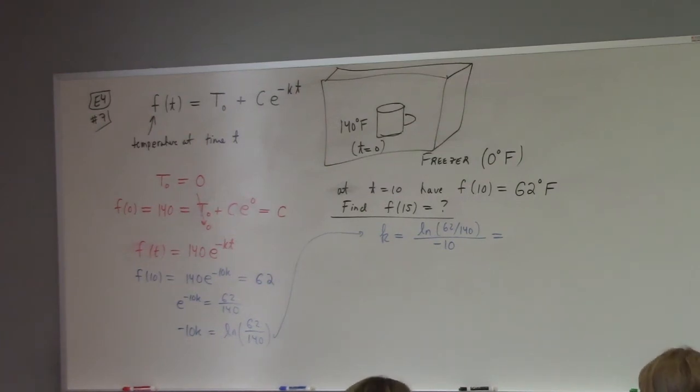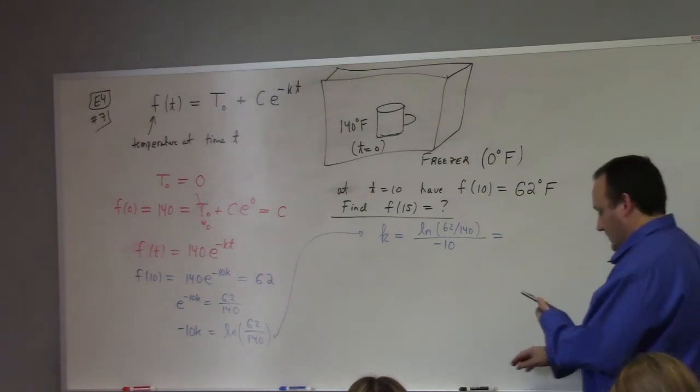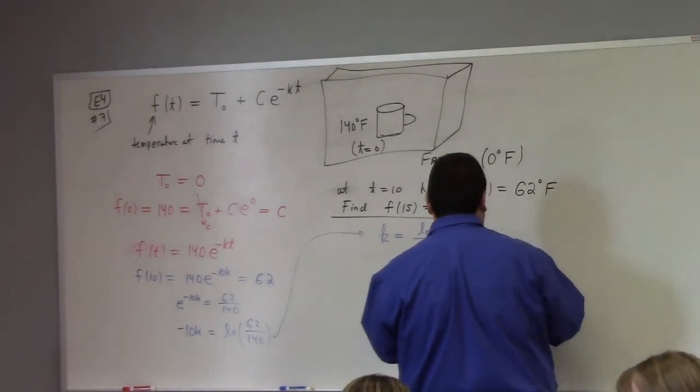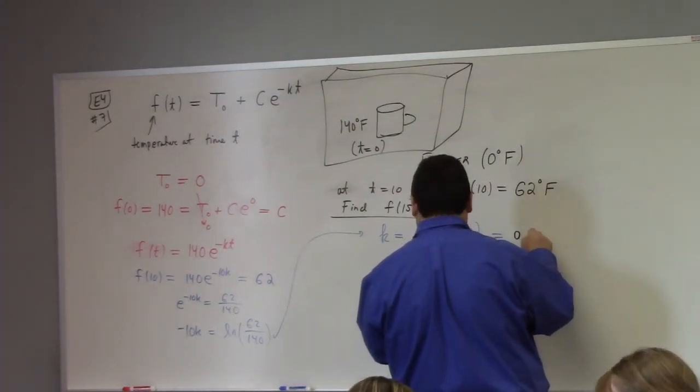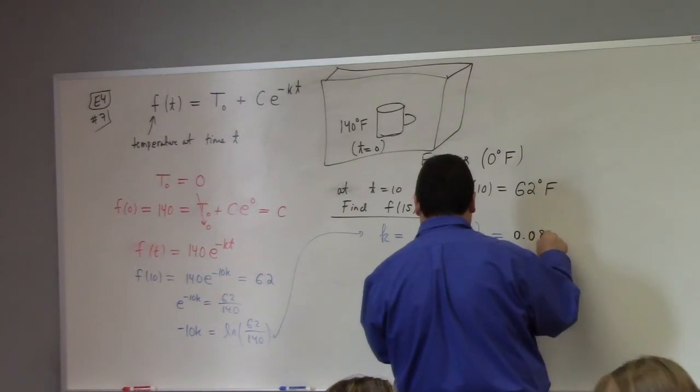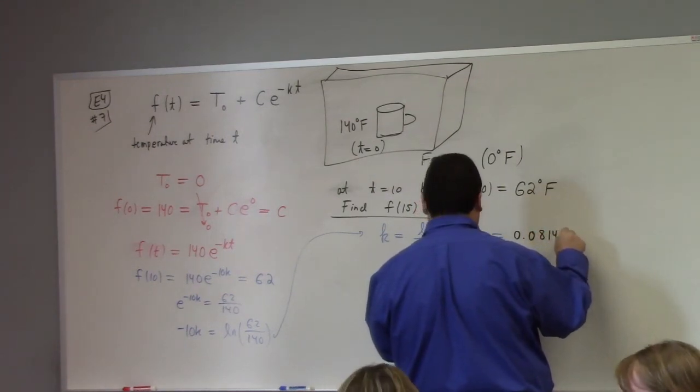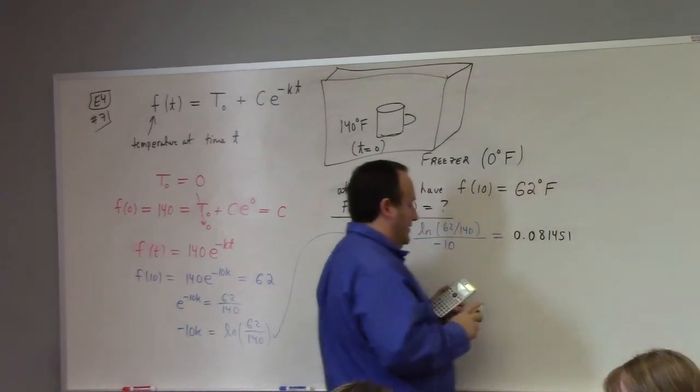Oh, where's my calculator? Here it is. So we got the natural log of 62 divided by 140, and we divide by minus 10. Let me actually just divide by 10, and then I'll put a minus in. So I get K is 0.08145. I'll keep 5 digits there.